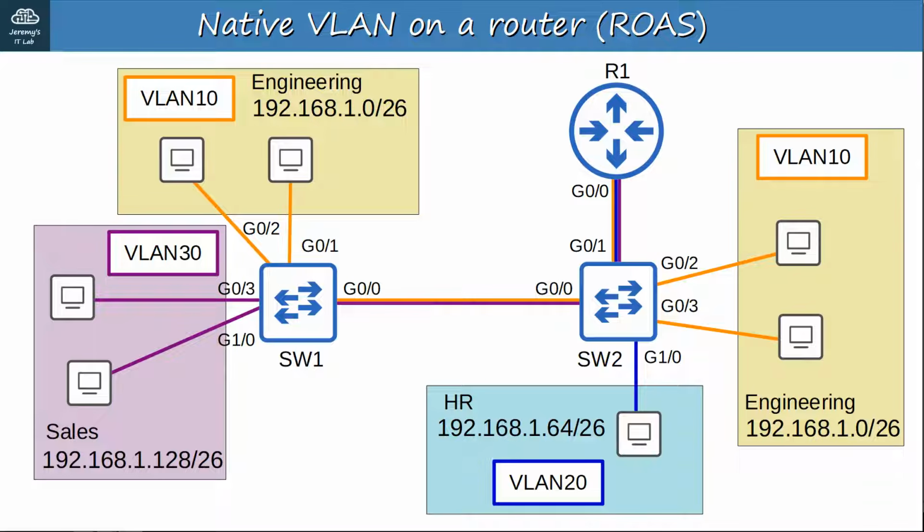The native VLAN feature does have one benefit. Because frames in the native VLAN aren't tagged, it's more efficient. Each frame is smaller, so it allows the device to send more frames per second.